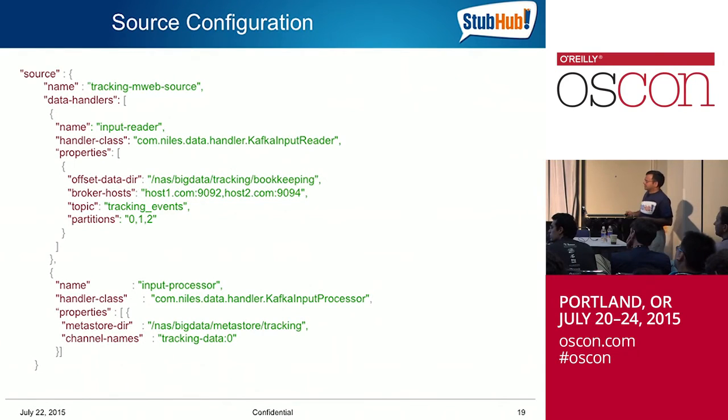Source configuration is pretty similar. I'm giving an example here of a tracking source. Think of tracking as a clickstream data source. And I'm expressing two handlers in my source. I've got one source, and here is the sequence of handlers that I'm expressing. One handler is what we're calling an input reader. Another handler I'm calling an input processor.